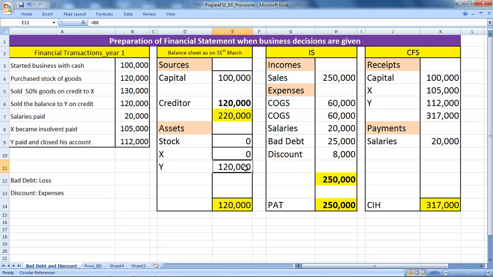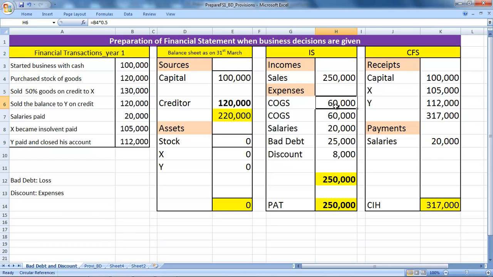So once again Mr. X will not be there on the balance sheet because X has paid 105, so Y will not be there because Y has paid 112 and the business has given a discount of 8,000, so Y is no more there. So X is not there because of insolvency and bad debt. Y is not there because they paid the money, closed the account, and there is a discount which is an expense. Now all the transactions have been entered, so we'll find out the profits.